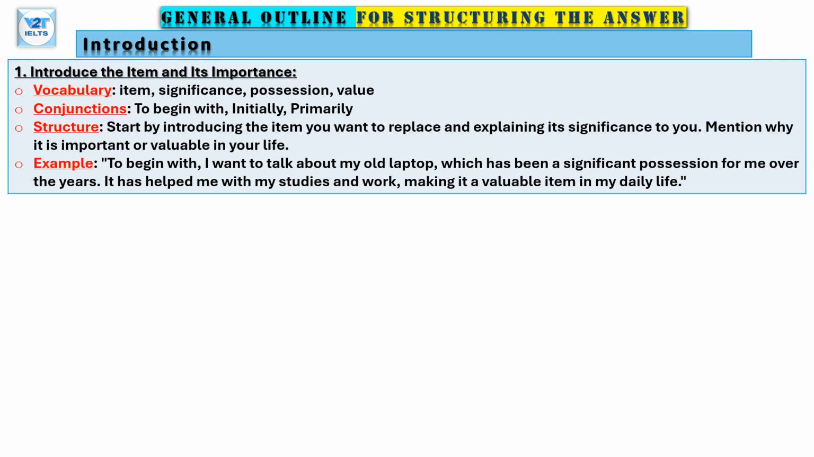General outline for structuring the answer. Introduction. 1. Introduce the item and its importance. Vocabulary: item, significance, possession, value. Conjunctions: to begin with, initially, primarily. Structure: start by introducing the item you want to replace and explaining its significance to you. Mention why it is important or valuable in your life.